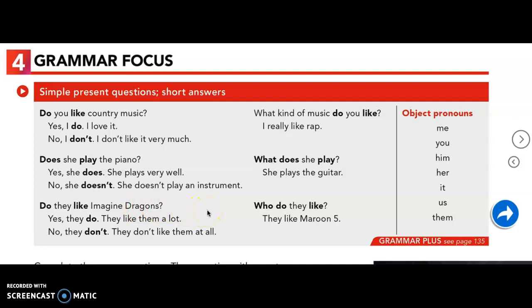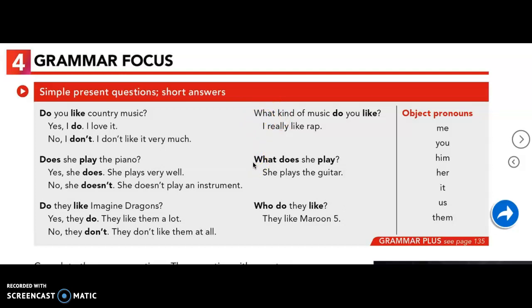In the second column, you see the questions. What kind of music do you like? What does she play? Who do they like? Think for a second and tell me, which column contains yes/no questions and which one contains WH questions or information questions? Yes, you were right. The column on the left contains yes/no questions, as you can see from the following answers, and the column on the right contains WH questions or information questions.